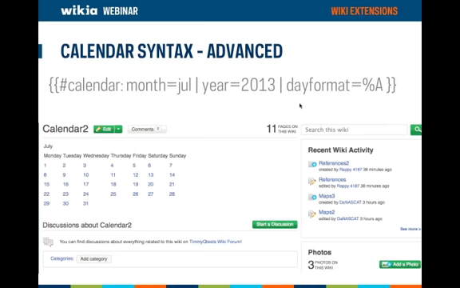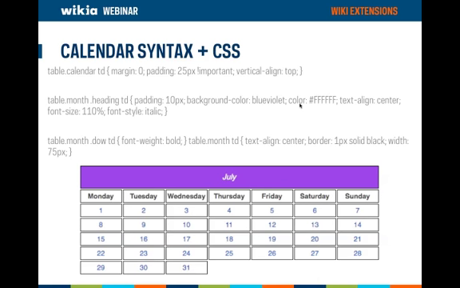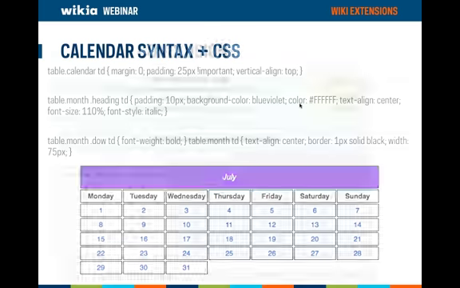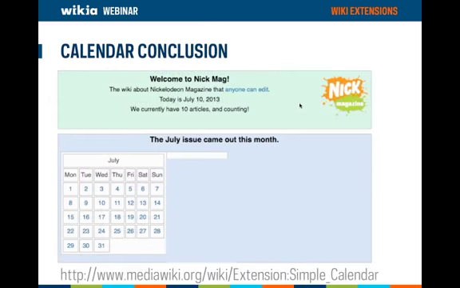MTW, etc. abbreviations. You can also use CSS to customize the calendar to fit your wiki's theme and design. Here's a basic example where we tweaked the calendar by putting CSS in the wikia.css page to have a purple header and more space between the days. And here you can see a calendar in use on the Nick Magazine wiki. Full list of all formats and CSS choices are at the Simple Calendar extension page on MediaWiki.org.